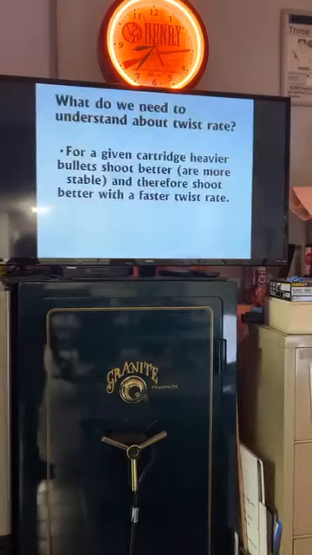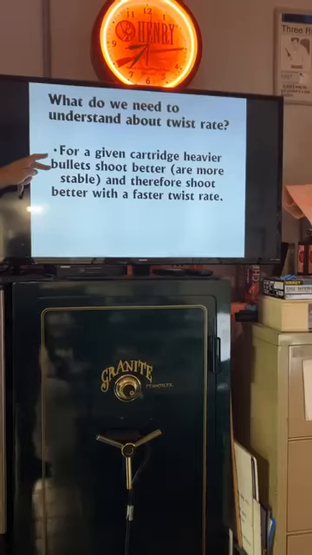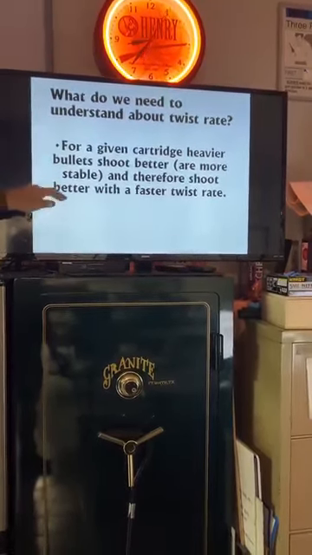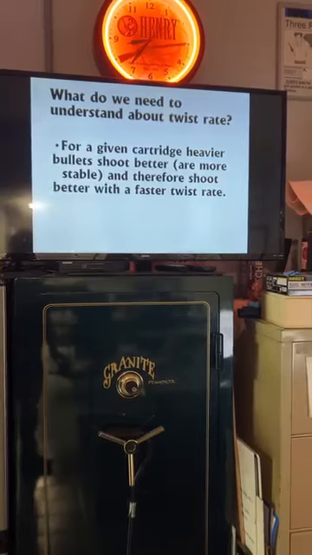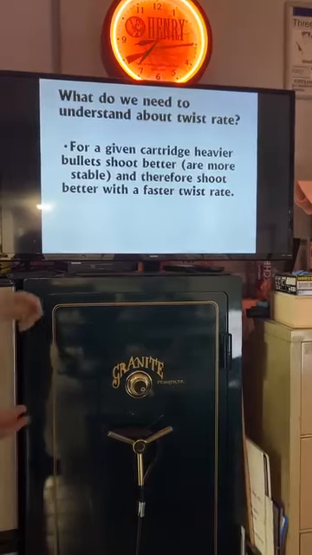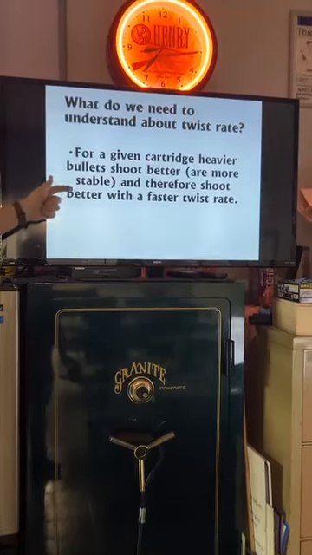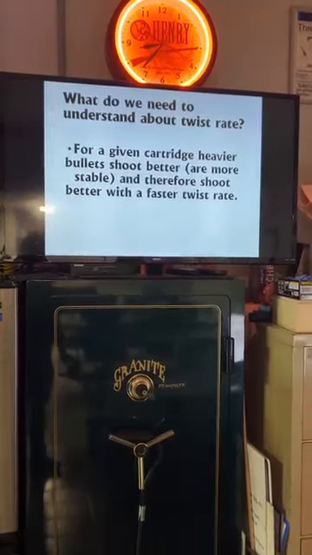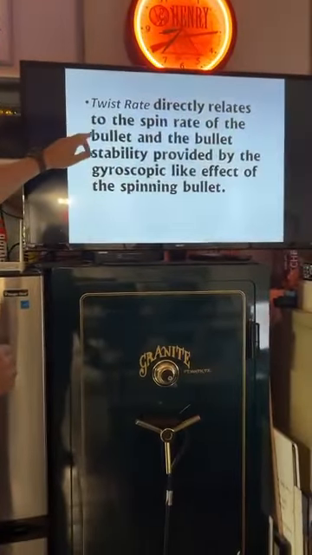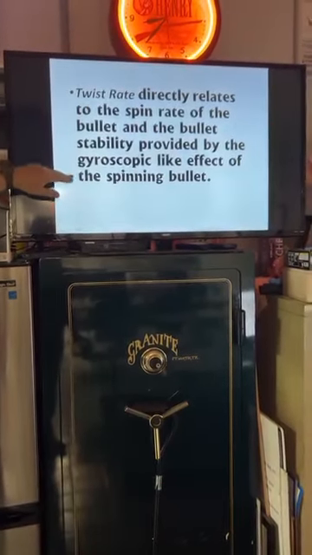So let's look at what this really does. What do we need to understand? Well, for a given cartridge, heavier bullets shoot better and therefore are more stable with a faster twist rate. So whatever weight of cartridge you have, whether it's a 55 grain, 110 grain, 147 grain, whatever you happen to be shooting, the heavier the cartridge, the more it needs a faster twist rate in order to spin better. All right. So twist rate directly relates to the spin rate of the bullet and the bullet stability provided by the gyroscopic-like effect of the spinning bullet.